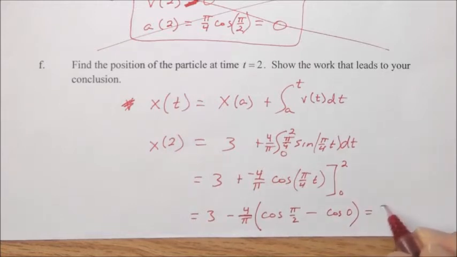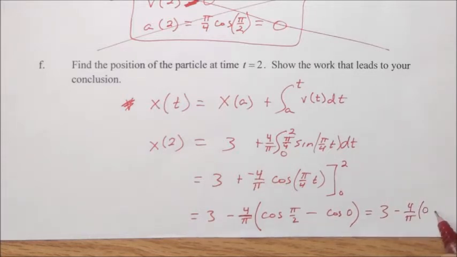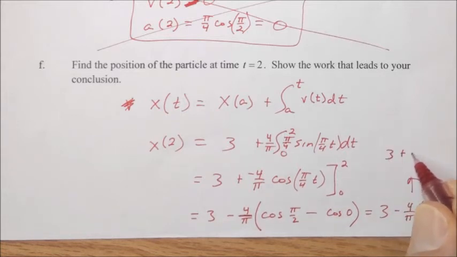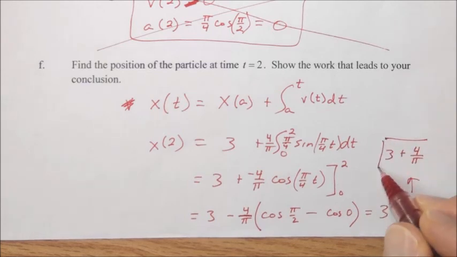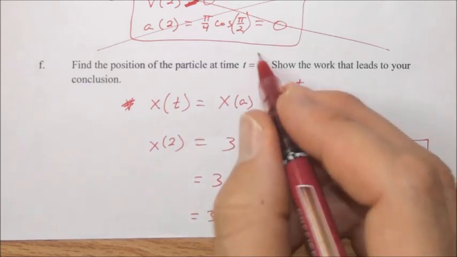So we have 3 minus 4 over pi, and then we have 0 minus 1. And we're in the corner of the paper, so we'll go up here. 0 minus 1 is negative 1, times negative 4 over pi means we have 3 plus 4 over pi as our new position at time t equals 2.